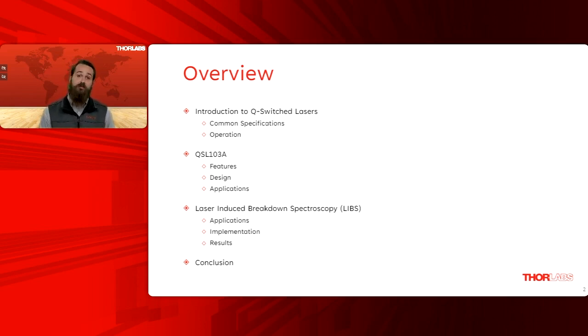Then we'll move on specifically to talk about one of our Q-switch lasers, the QSL-103A. We'll talk about some features it has that make it notable. We'll take a look inside to see how it's designed, and then we'll look at some applications. In particular, one application we're going to focus on is called laser-induced breakdown spectroscopy, or LIBS. We'll begin by talking about some applications of LIBS. We'll show you how we implement it here in our lab, and then we'll move on to showing some results we got with our system.